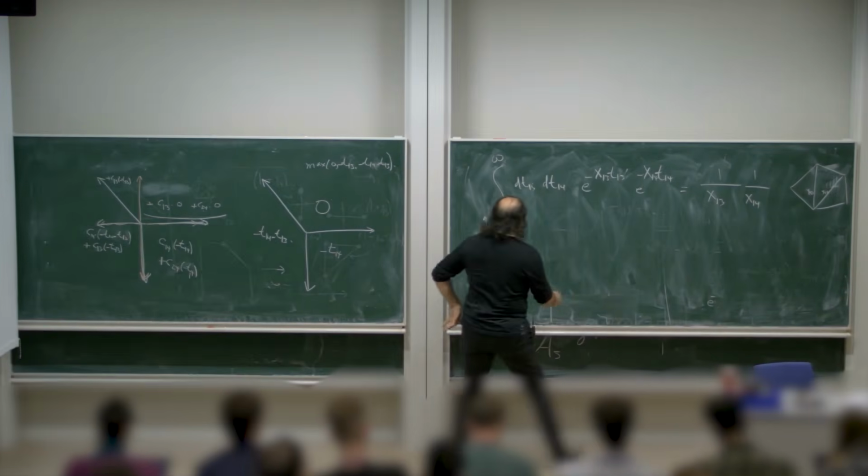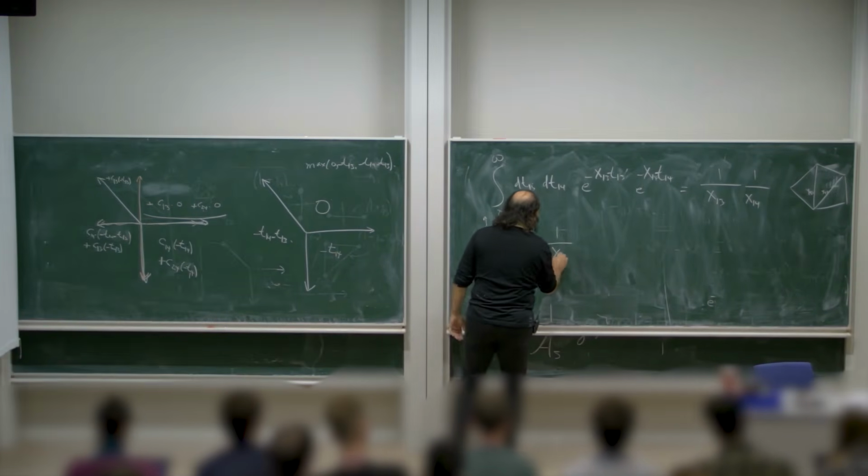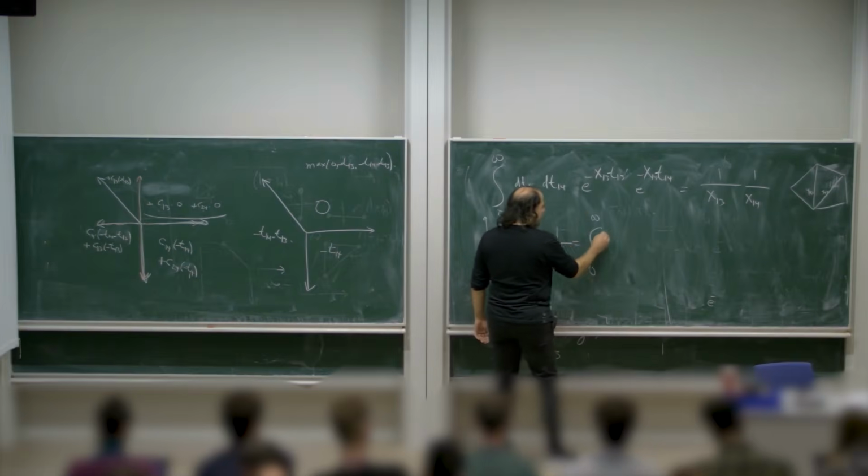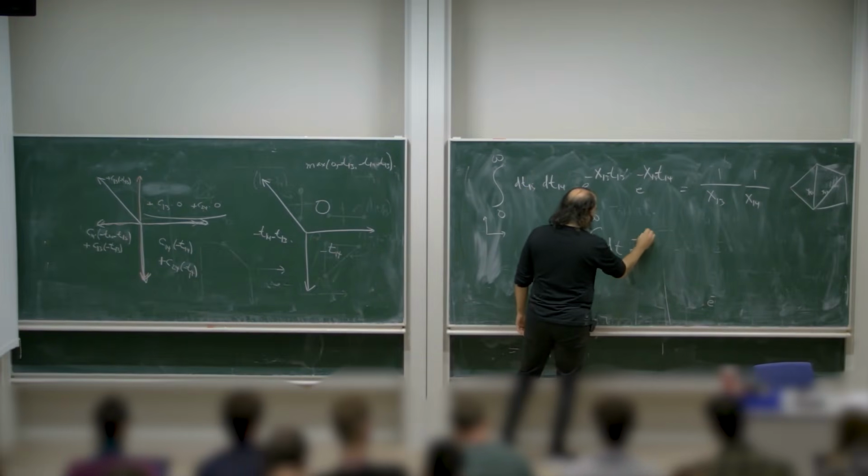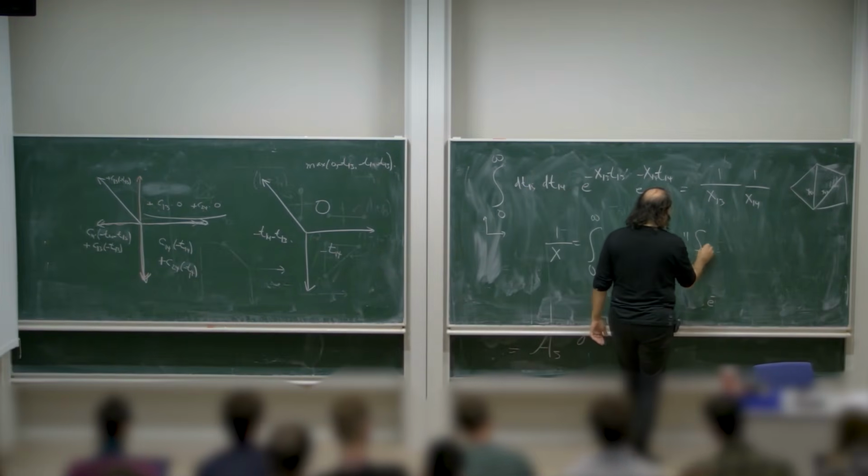Now, physicists call this trick for representing 1 over x equals the integral 0 to infinity dt e to the minus tx. This is called Schwinger parametrization.